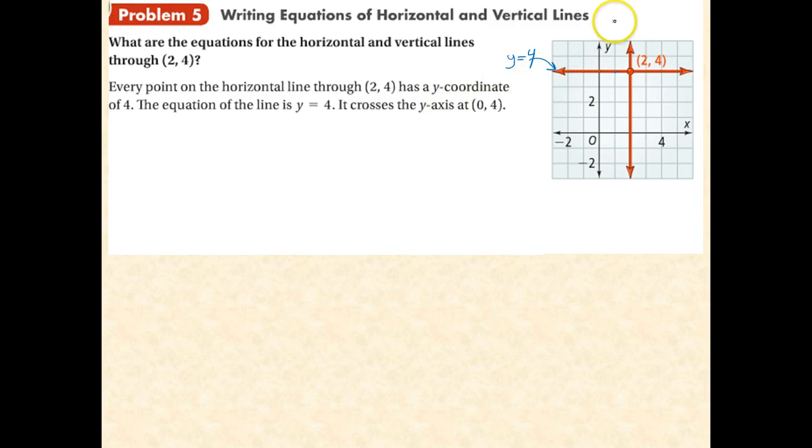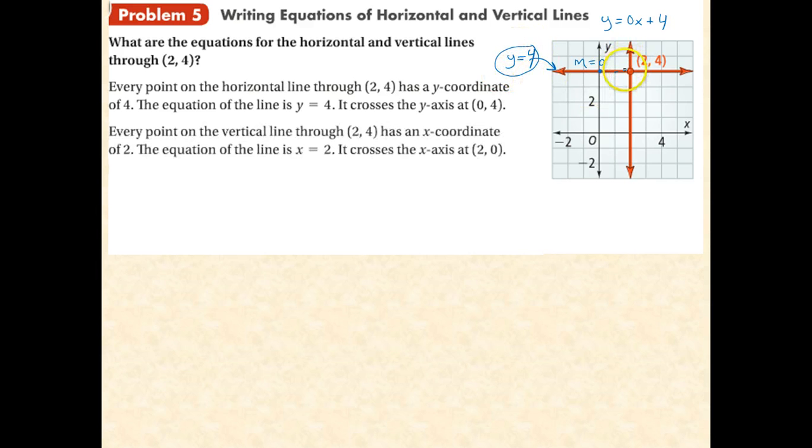You can think about that in terms of slope-intercept. What's the slope of this line? The slope of this line is 0, right? So if you were doing y equals 0x plus, where does it hit the y-axis? At 4, because every y value is 4. 0x is 0, so y equals 4.